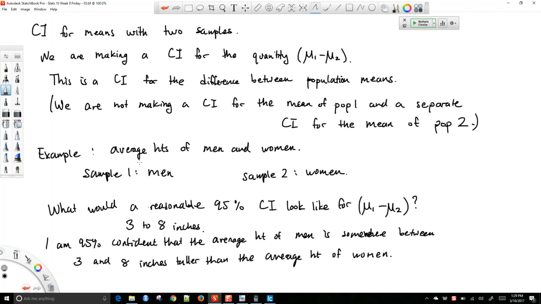So in this case, if our interval goes from 3 to 8 inches, we would say the interval provides evidence that the average height of men is taller than the average height of women.